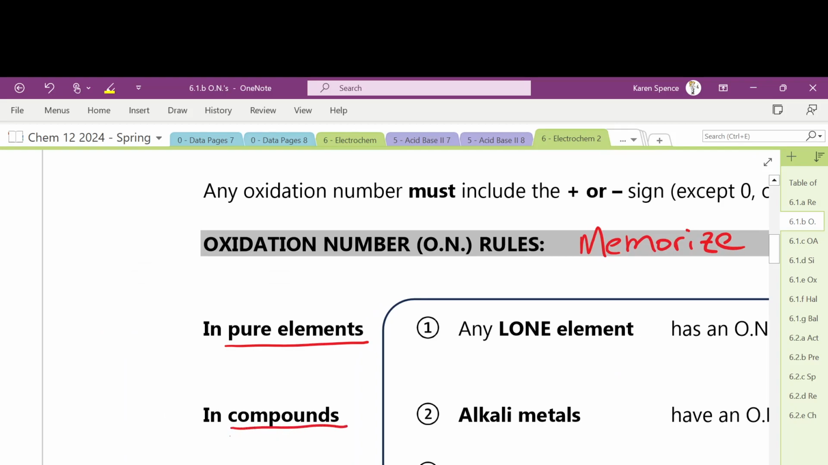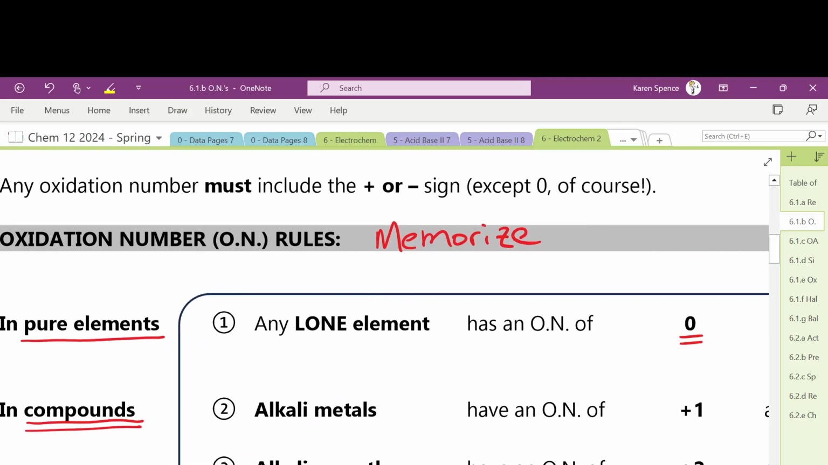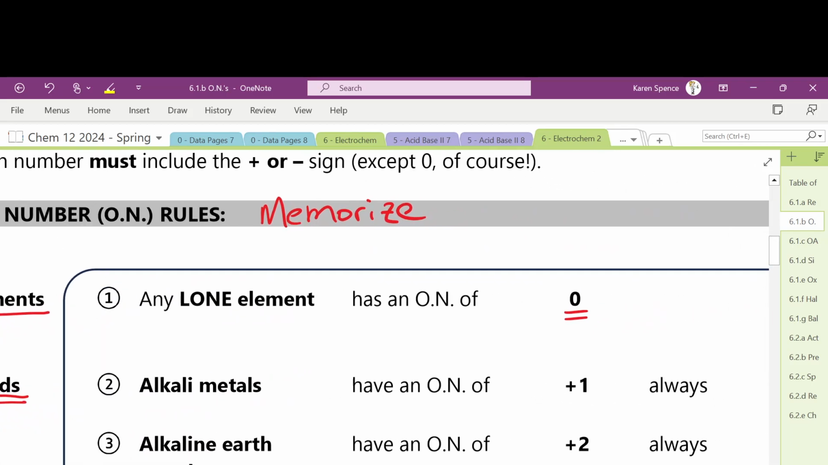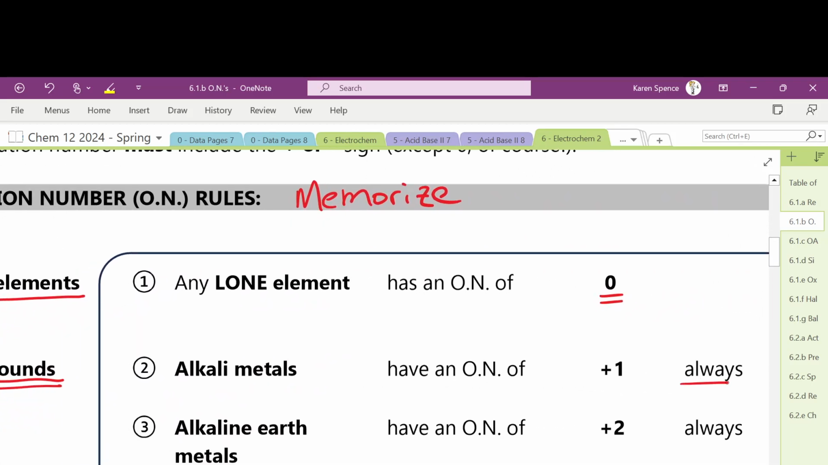In compounds, what's the oxidation number of all the alkali metals? That's column number 1. It is +1. Always. There's no exceptions. The alkaline earth metals, group 2, are always +2. You guys knew that, yes? And these are listed in order of priority, okay? Alkali and alkaline earth are always +1 and +2. There's no exceptions.